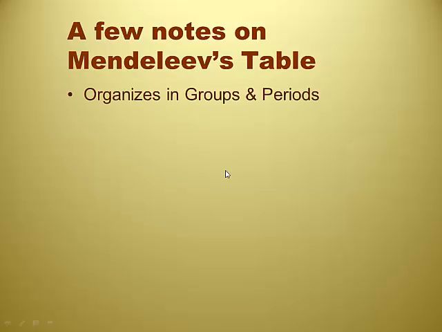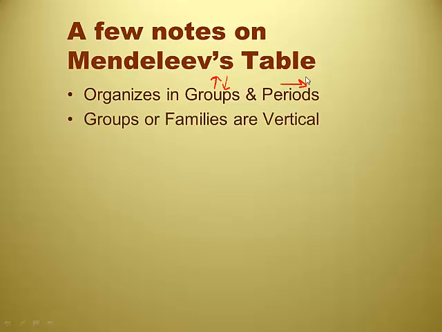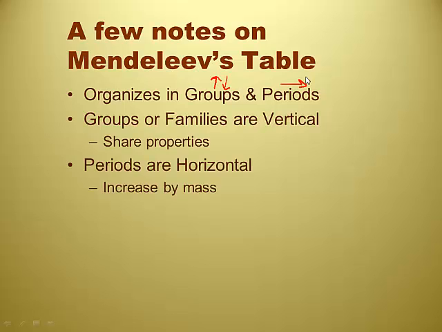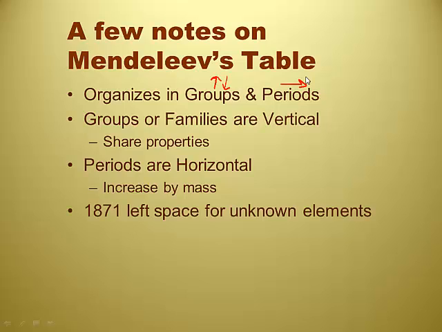All right, Mendeleev's table organizes in groups and periods. Okay, groups being which direction? Groups are up and down. Families, so up and down, and periods being? Across. Okay. Groups and families are vertical, and they share properties. Periods are horizontal and increase by mass as you read to the right.